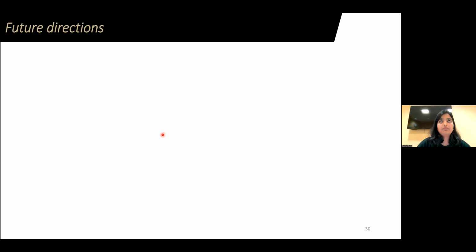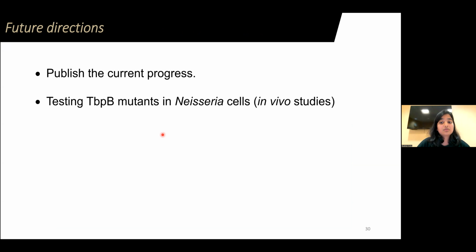So we have a better picture of the iron piracy, but we still have a lot of things to do. First, in my list as a grad student, is to publish the current progress. And secondly, since we have some pull-downs that are showing significant effects on the triple complex formation, we want to test these mutants in the Neisseria cell. We have a nice collaboration with Dr. Cynthia Corlinson. She has the whole Neisseria growth facility. She can test those mutants for us.